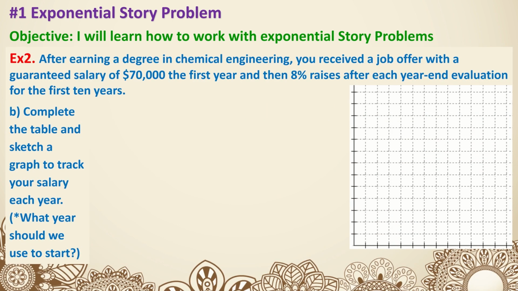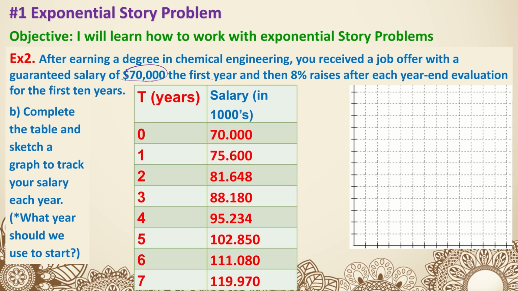And this time, something you need to understand is, even though the 70,000 says first year, typically you'll actually sign a contract before you start working. So before you even work for a single day, you already know by the end of the first year you're going to get $70,000. So that's why we will still count 70,000 as 0. But in the table, salary is going to be in thousands. So we're actually writing 70, and the next one is 75.6, etc. And now we can start graphing.